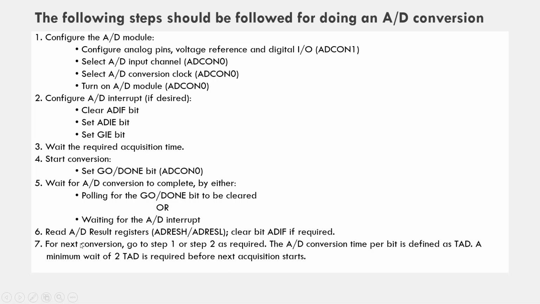For the next conversion, go to step number 1 or step number 2 as required. The ADC conversion time per bit is defined as TAD, and a minimum wait of 2 TAD is required before the next acquisition starts. So we need to consider this point while providing the delay in case of the polling method.